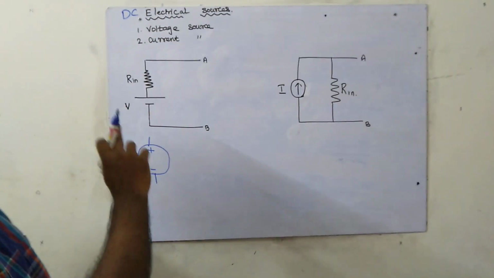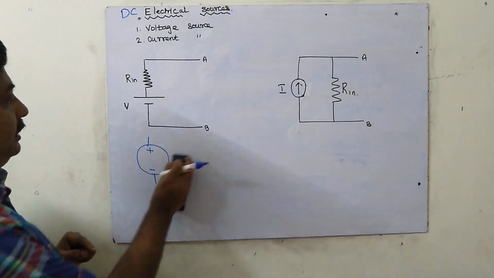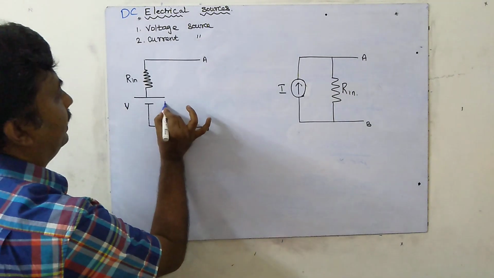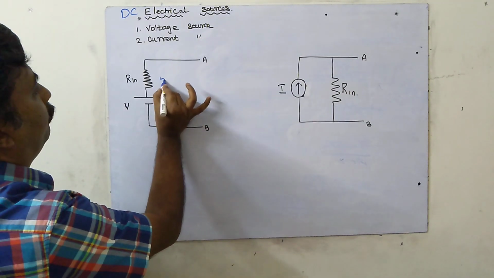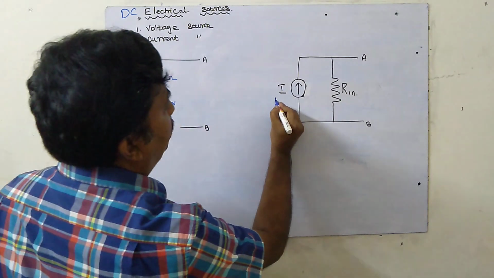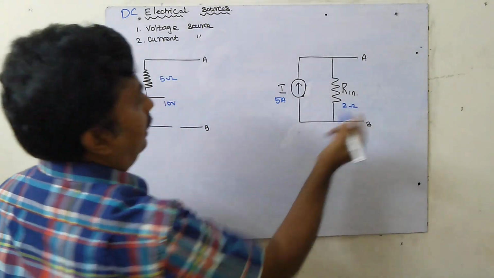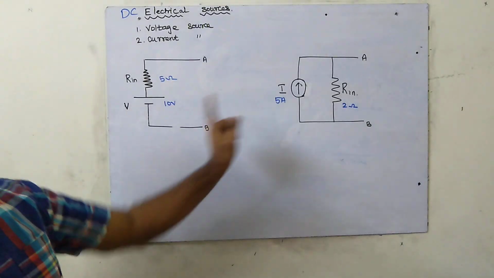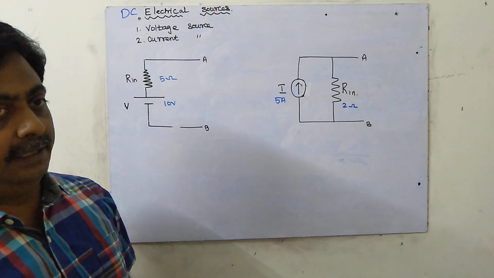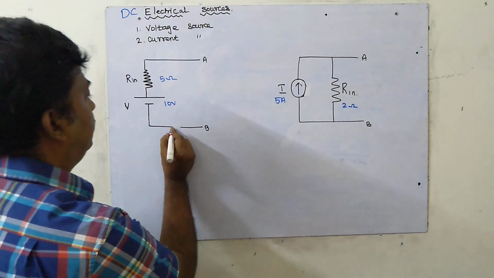What does it mean when we say this is a voltage source or this is a current source? For a voltage source, we will give, for example, 10 volts, with internal resistance equal to 5 ohms. For a current source, we will give 5 amps with an internal resistance of 2 ohms. This is the example: this is a voltage source and this is a current source.